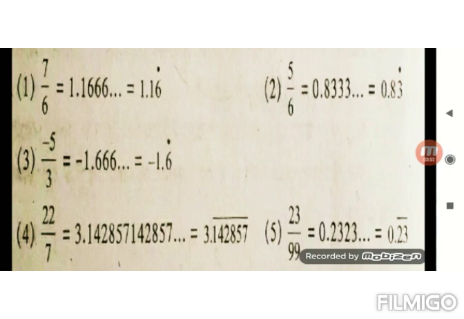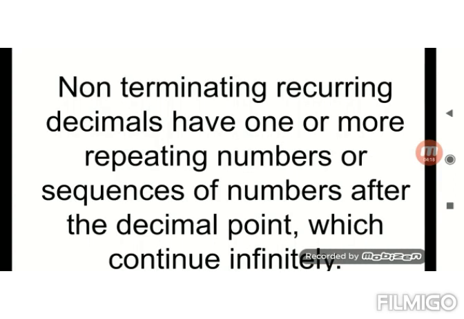In these examples, any one digit, two digits or a group of digits are repeating. Therefore, these types of decimals are known as non-terminating recurring decimals. And these recurring decimals can be shown by either putting a dot or a bar or a line on the digit or group of digits. Non-terminating recurring decimals have one or more repeating numbers or sequences of numbers after the decimal point which continue infinitely.